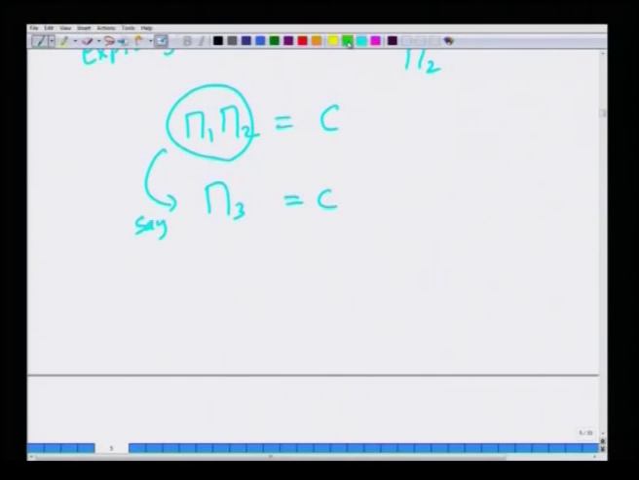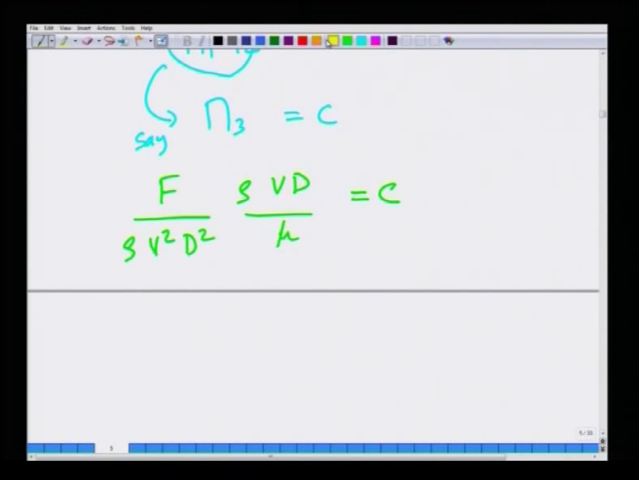What is this pi 3? We can write the two non-dimensional groups, f by rho v squared d squared times rho v d by mu, is a constant. Okay. Now, I am going to cancel the two densities, okay. And what you will find is that we will cancel one length dimension, we will cancel one velocity to give f divided by v d by mu, okay, is some constant.